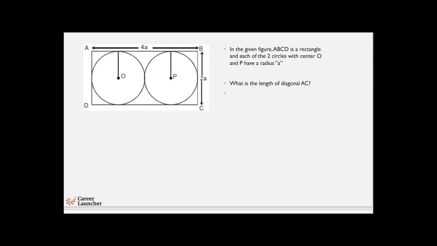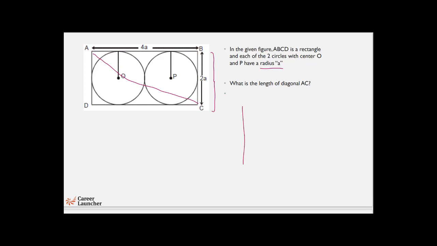So this is the first set. In the given figure, ABCD is a rectangle and each of the two circles with centers O and P has a radius A. So for this rectangle, the breadth comes out to be 2A and the length comes out to be 4A. The first question is: what is the length of the diagonal AC? So you have been asked to find the length of this diagonal AC.